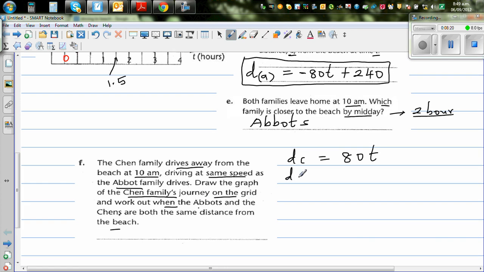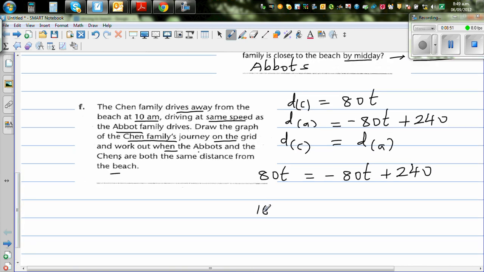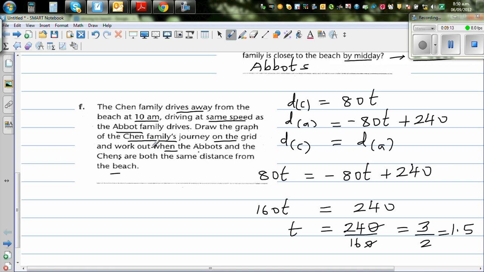So let's do it algebraically. DA, this is DC for Chin, is minus 80t plus 240. So let's solve this. What we're asking is, when is DC equal to DA? So 80t is equal to minus 80t plus 240. Adding 80t to both sides, 160t is equal to 240. So t would be 240 divided by 160, which, dividing both by 80, is 3 over 2, which is 1.5. So what's the question? Draw the graph and work out when. The answer would be at 11:30 a.m. they would meet each other.